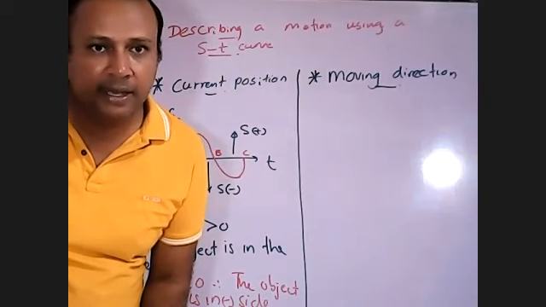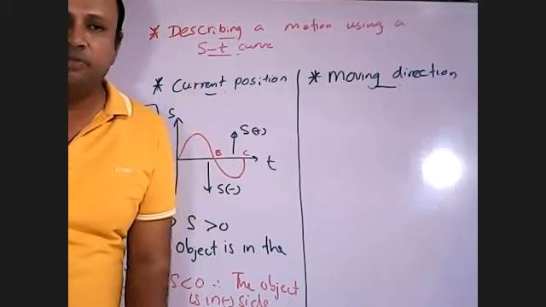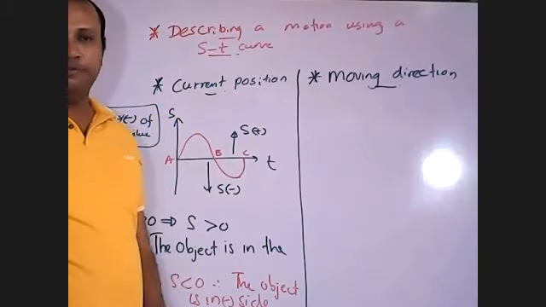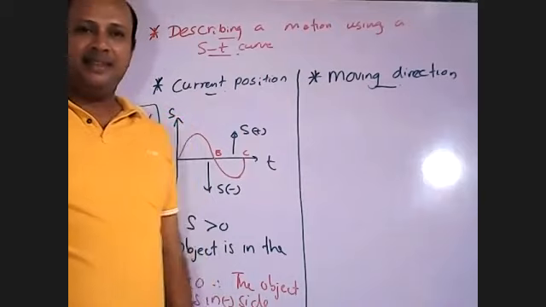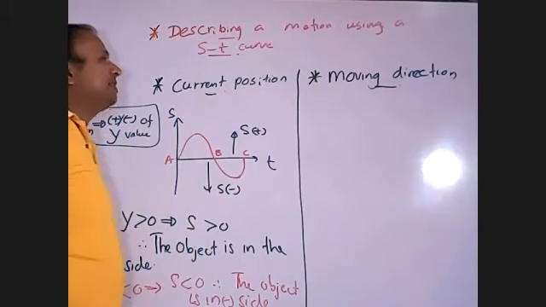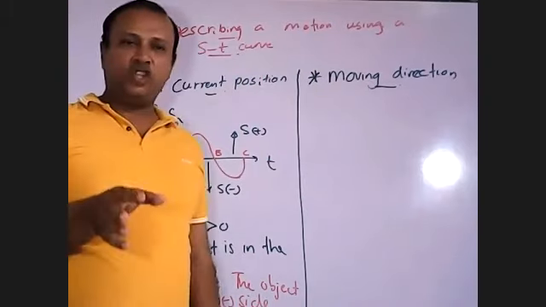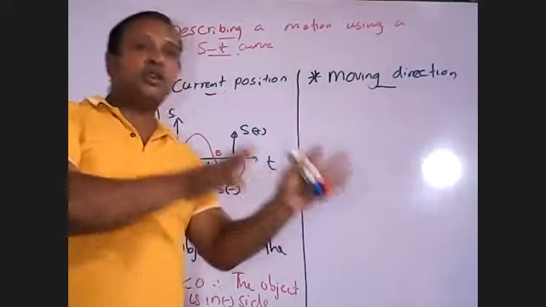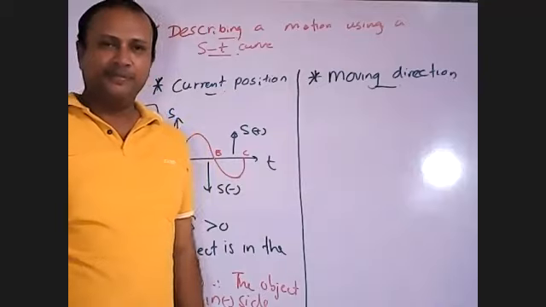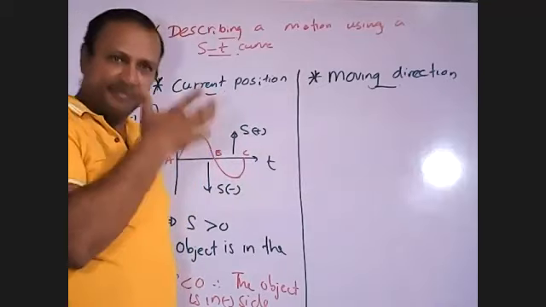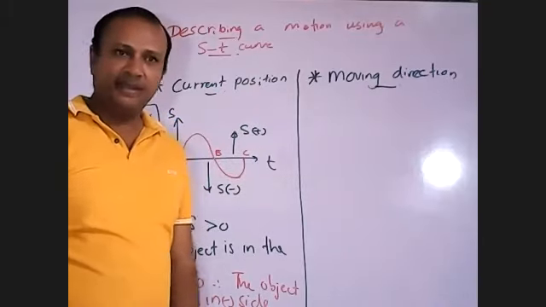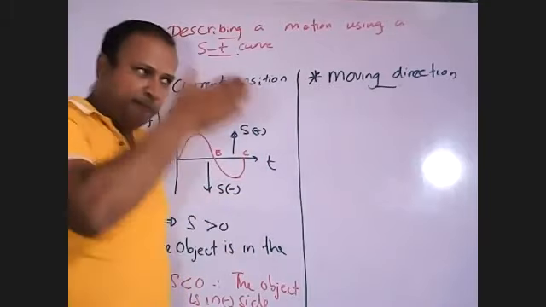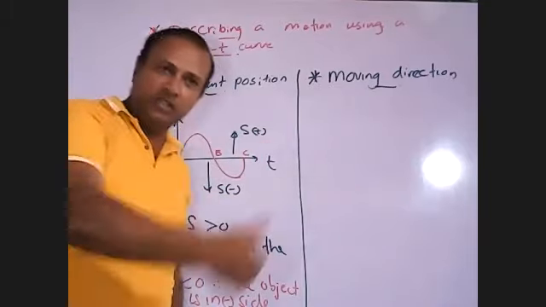Very good. Very logical answer. So moving direction is decided by the positive or negativeness of velocity. We know that.